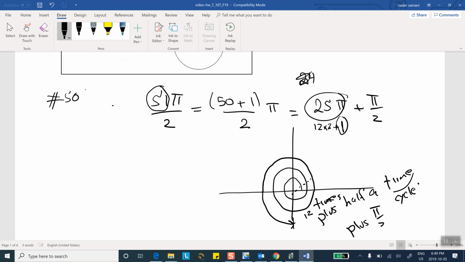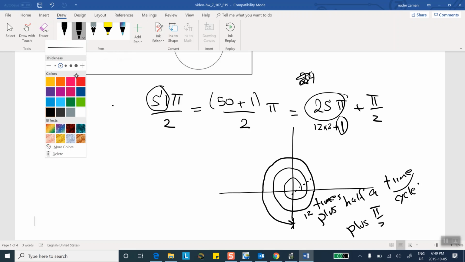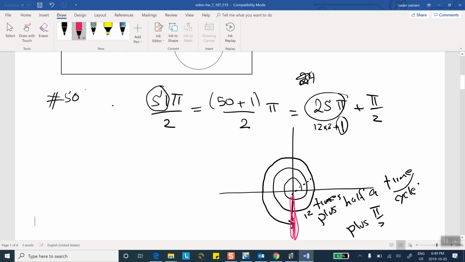I didn't draw all of these loops, but what angle can I choose so that it's between 0 and 2 pi and ends up with this as the terminal side? It's going to be like that. So the answer to problem 50 is 3 pi over 2. 3 pi over 2 is an angle between 0 and 2 pi, and it is coterminal with that weird number, 51 pi over 2.